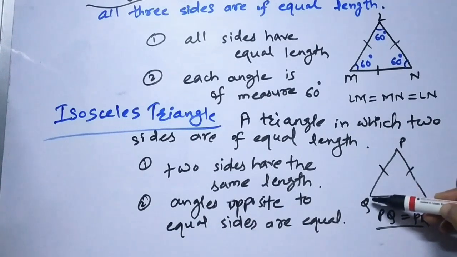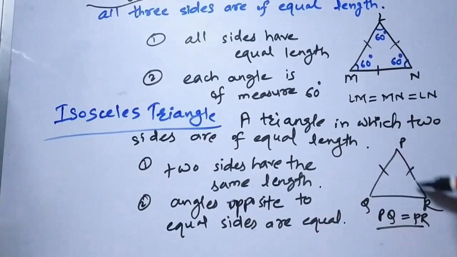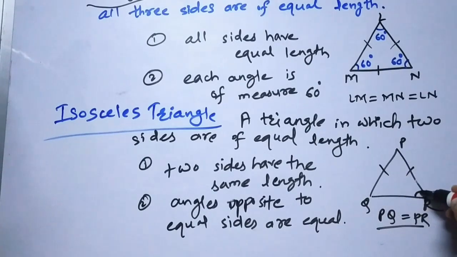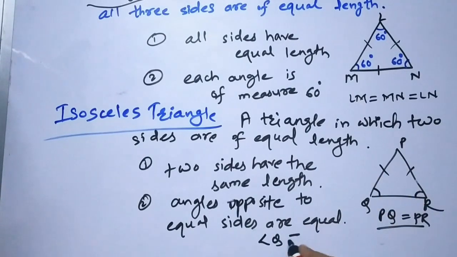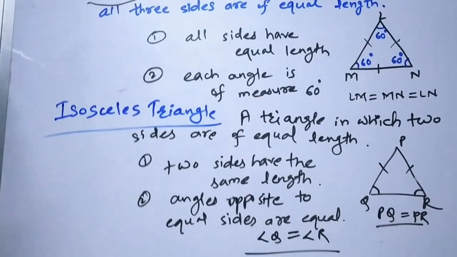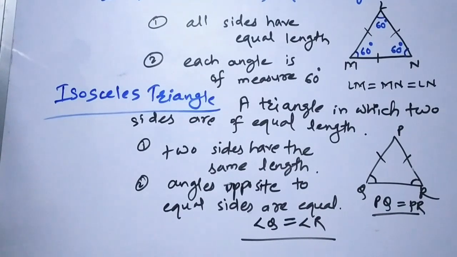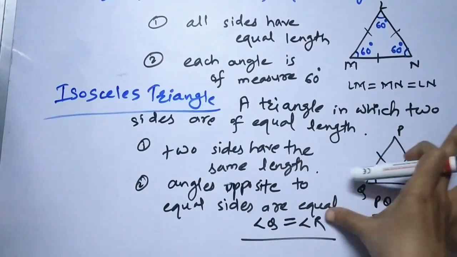Suppose this is side PQ and this is side PR. These sides are equal. So PQ's opposite angle is angle R, and PR's opposite angle is angle Q. So friends, this angle Q is equal to this angle R. This is a special case in the isosceles triangle, meaning the angles opposite to the equal sides are also equal.